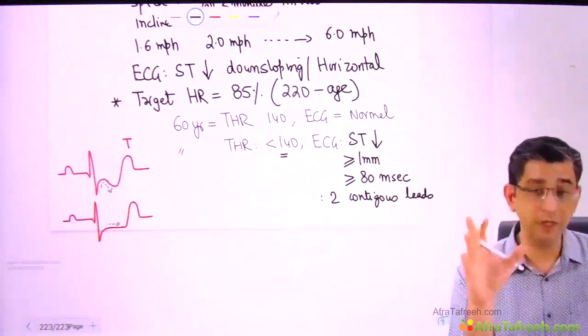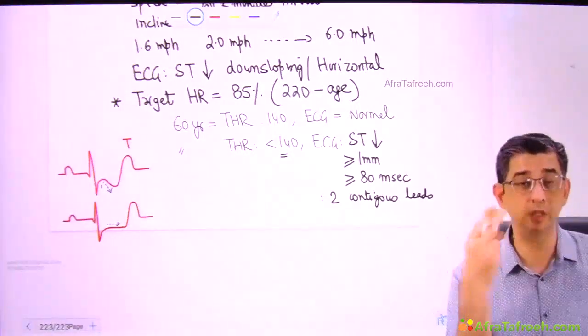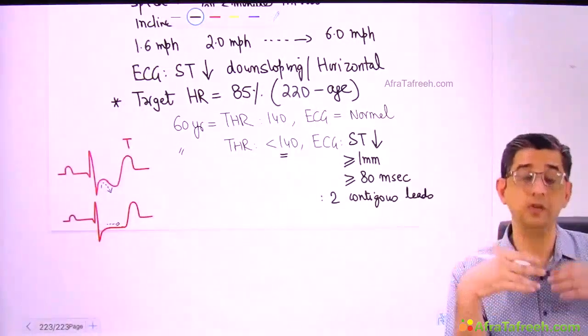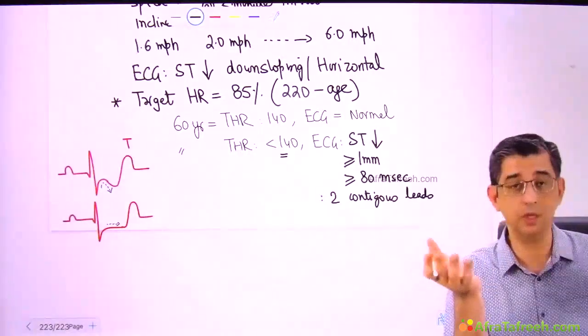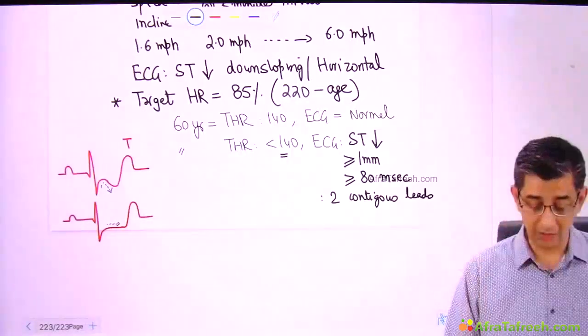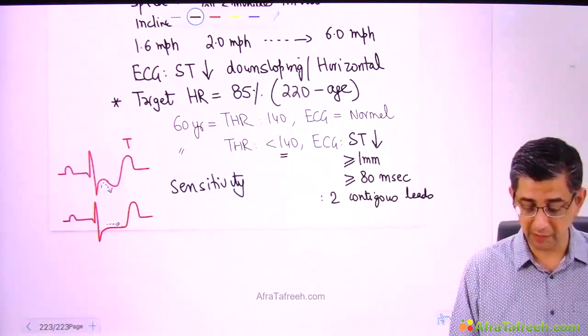What should be the minimum value? 1 millimeter. How long should it last? 2 small squares in the ECG. Where should it be present? 2 contiguous leads. That means that you need to get this guy off the machine. If he continues to walk on the machine, he can actually expire, and that would be gross medical negligence on your part. The sensitivity of this test will hover in the range of approximately 75%.